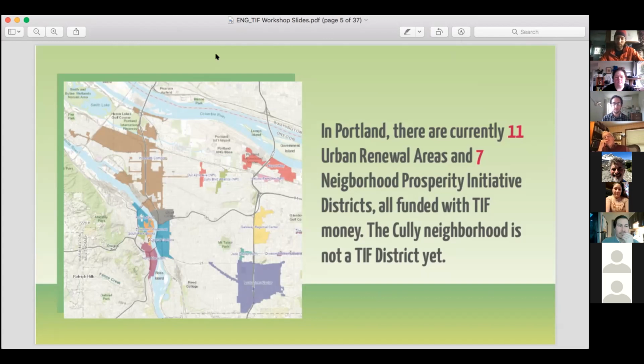I have a question. This is Annette. And on this map, I see the different sizes of existing TIF districts. I recognize that in Cully neighborhood, developing the boundaries for a TIF district is a work in progress and that there are many inputs on that. But is there a general idea of visually what the size of a Cully TIF district would look like? How much of the neighborhood would it cover?